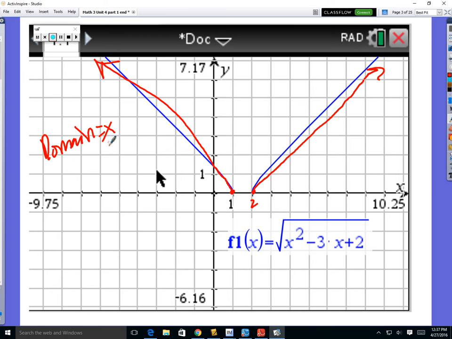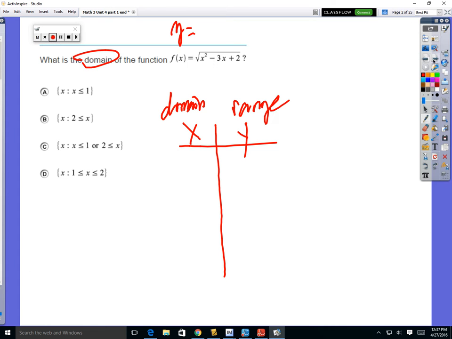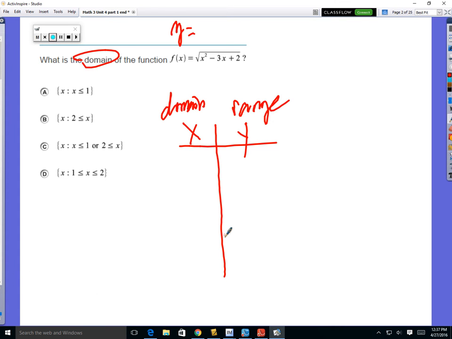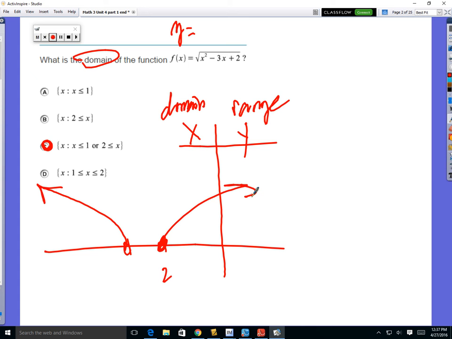So x exists everywhere from negative infinity to 1, but right between 1 and 2 there is nothing going on, so it does not exist. And then from 2 it picks up again and goes all the way to positive infinity. So your domain is going to be, let's see, it's going to be C. X is less than or equal to 1, because your graph at 1 took off like this, or X is greater than or equal to 2. So right here is 2, took off and then forever.